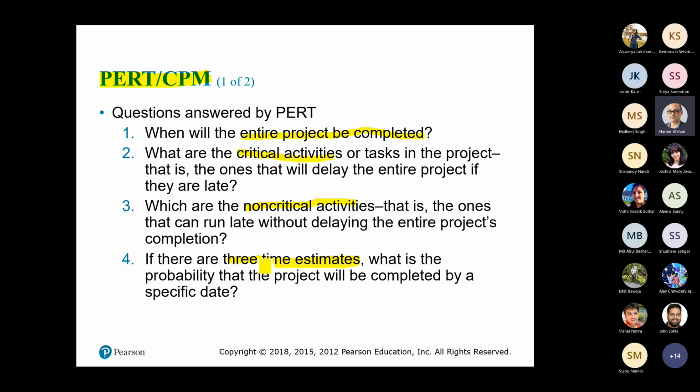Another estimate says that you're on a bad luck, probably you will finish in 5 days. And another estimate gives you, based on our previous experience, you will finish in 2 days. So how can you find a proper time to represent the completion time of this activity? If there are three time estimates, what is the probability that the project will be completed by a specific date? So you are able to calculate the probability of that.